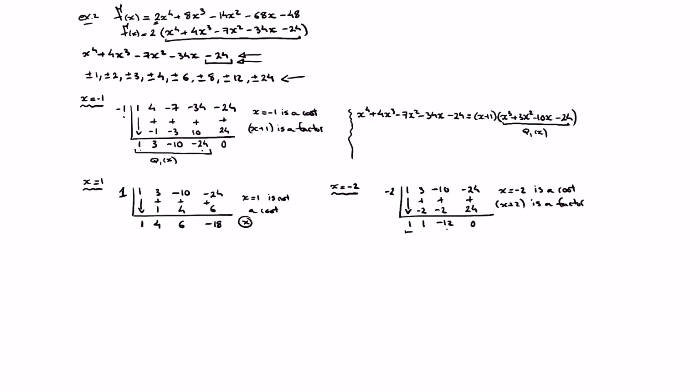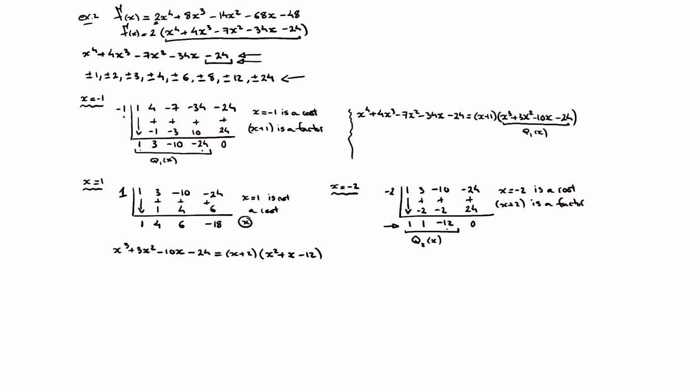And we have this quotient polynomial, or rather we have its coefficients right here, and we'll call it q2 of x. So at this stage, we can factor q1 of x and say that x cubed plus 3x squared minus 10x minus 24 equals x plus 2 times q2 of x, whose coefficients we have listed at the bottom of this table. So those would be x squared plus x minus 12.